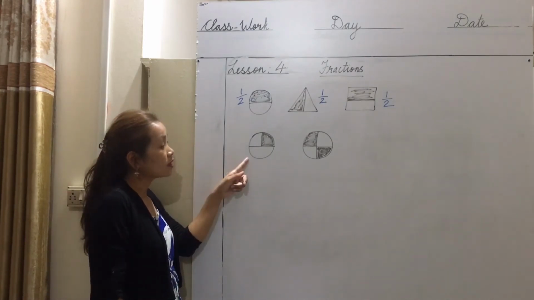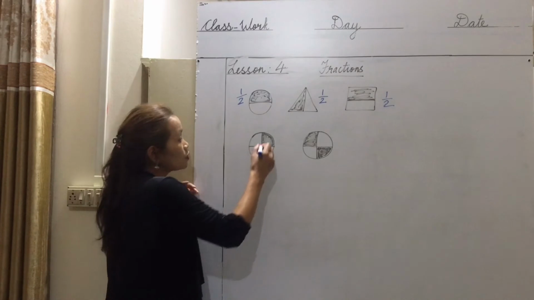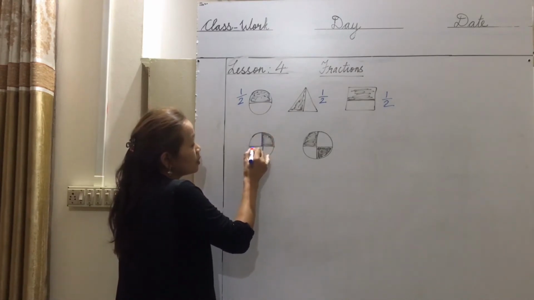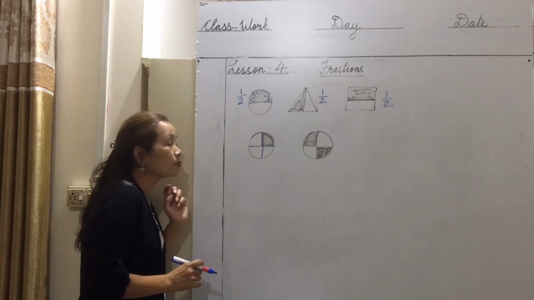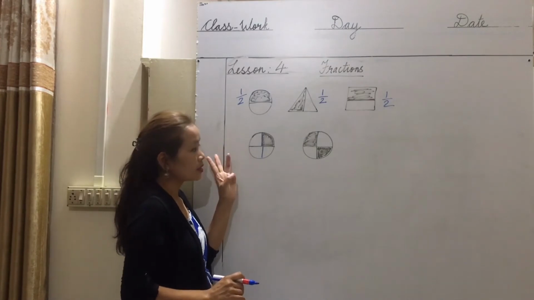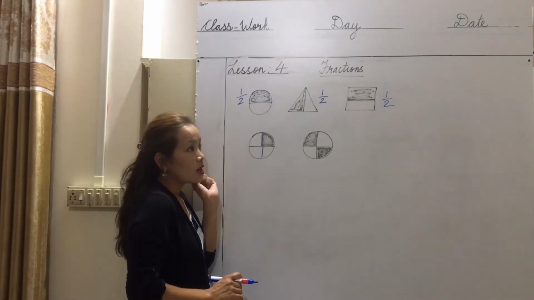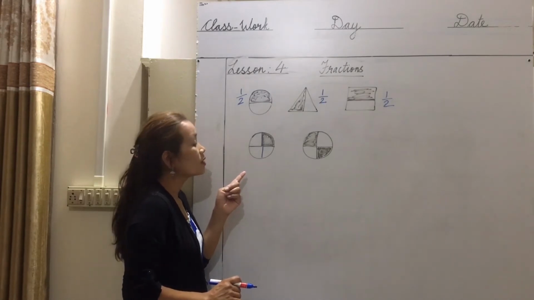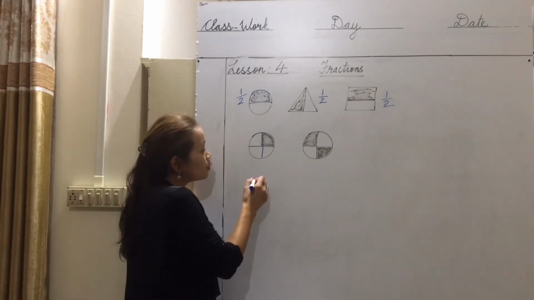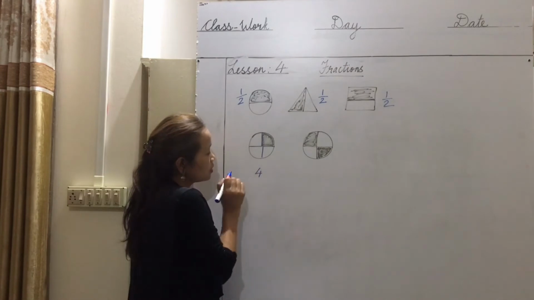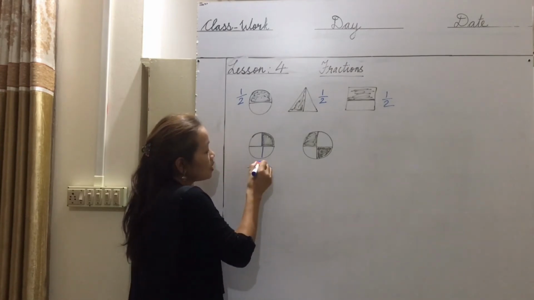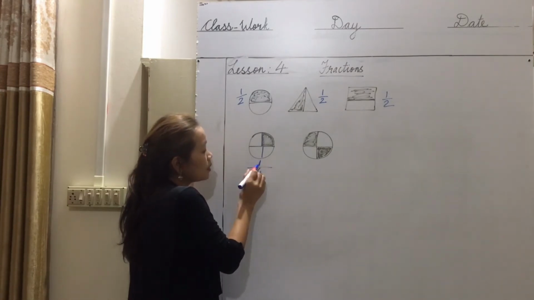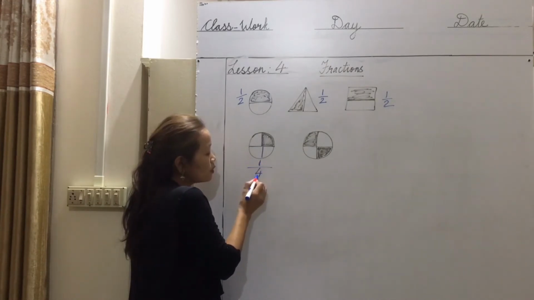Then in this figure, it is divided into four parts, and one part is shaded, right? Out of 4, one is shaded here. So the fraction we write is 1 by 4, which means one part out of 4.